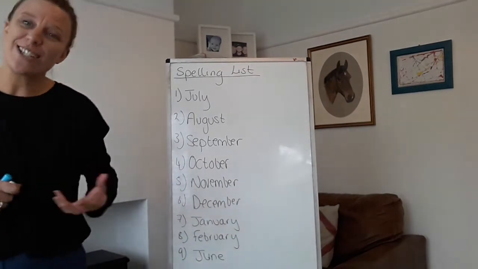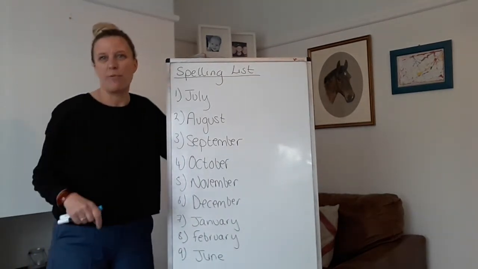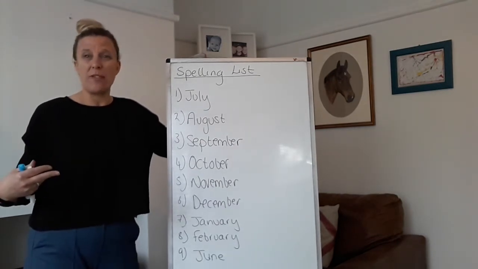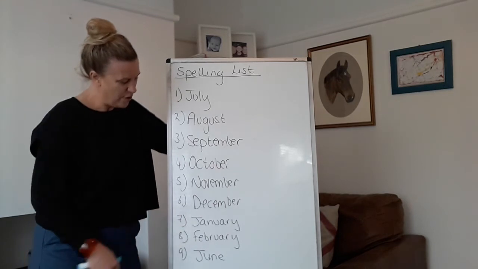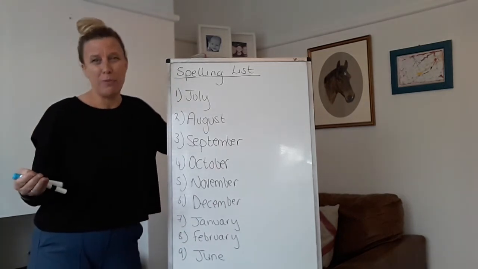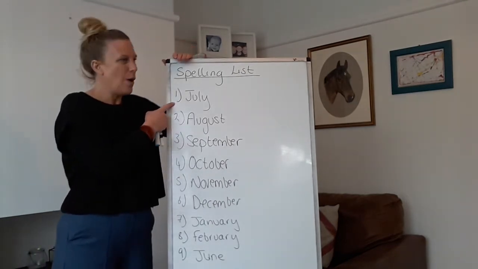Okay, so let's have a look at our spelling words for this week. Well, for next week, so learning them this week for next week. So we've got the next 6 months of the year, and then I've just added in a few of the months from last week's, just the ones that are sometimes a bit tricky and people get wrong. So number 1 is July, July.